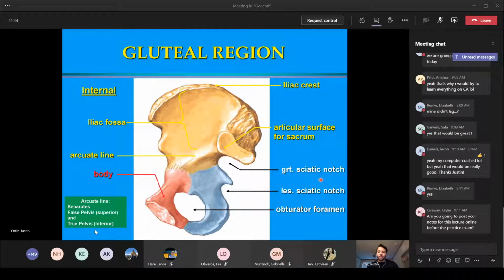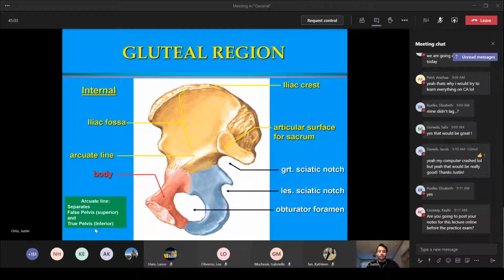When they use notch, it's usually when they're talking about bones. For example, if you just have a random bone, it's usually called the greater sciatic notch. But in a living human, they call it the greater sciatic foramen. They're different terms, but they mean the exact same thing. And this is the obturator foramen, because the obturator nerve goes through here.